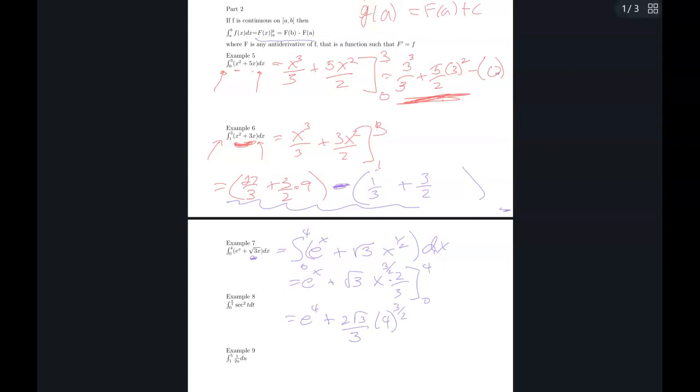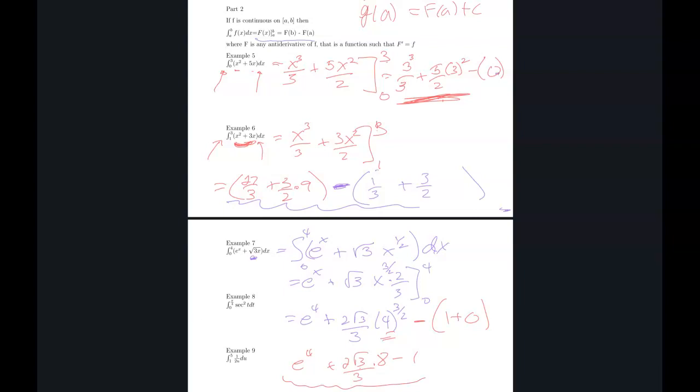Now be careful with the 0, because when I plug in 0 into e, I get a 1, right? The second term is 0. So you should know how to fix this. So 2 root 3 over 3. So this is the square root of 4, 2 cubed, which is 8. And then all of that is one term, and then subtract 1. So that's the answer for example 7.